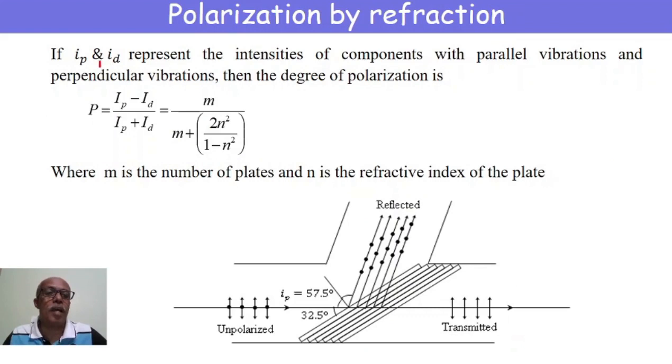Now, let IP and ID represent the intensities of the components having parallel vibrations and perpendicular vibrations. Then the degree of polarization is given by this expression: P equals (IP minus ID) divided by (IP plus ID), or that is equal to m divided by (m plus 2n squared divided by (1 minus n squared)), where m represents the number of plates that we have used and n represents the refractive index of the glass plates.